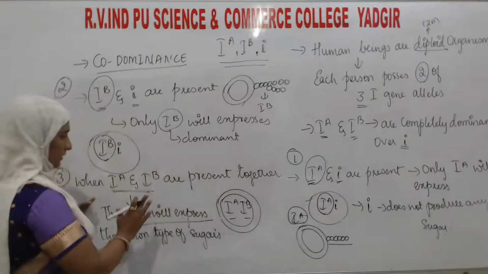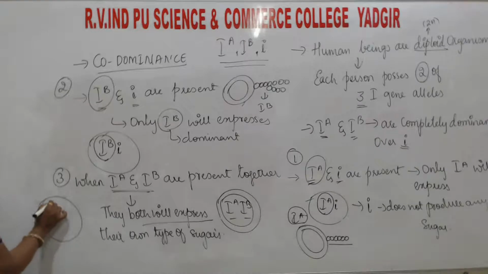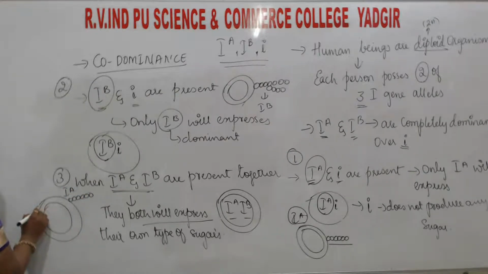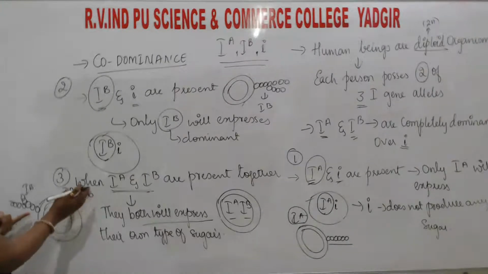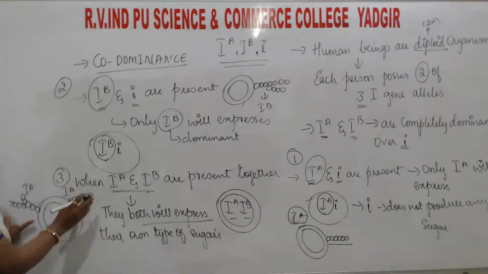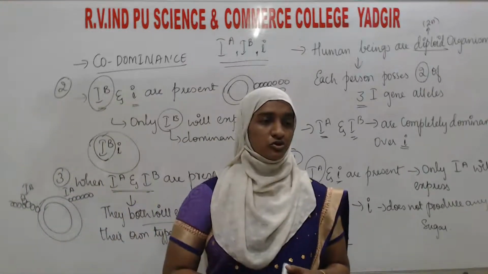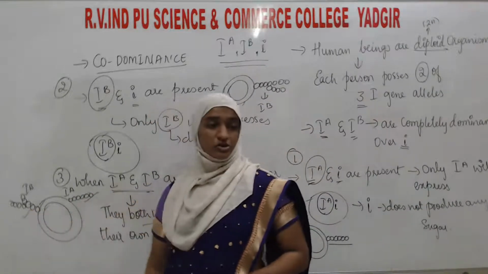Next condition, the third condition, where both are there. This is the RBC. Here one is IA and another is IB. They both are present and they both are expressing. They both are expressing in the sense that they are both going to protrude the sugar polymer, or they both are going to produce the sugar polymer.